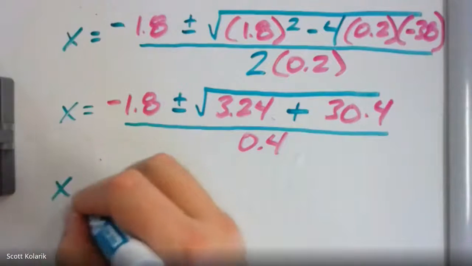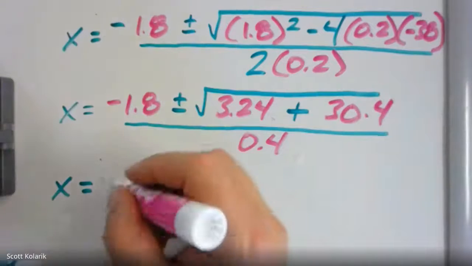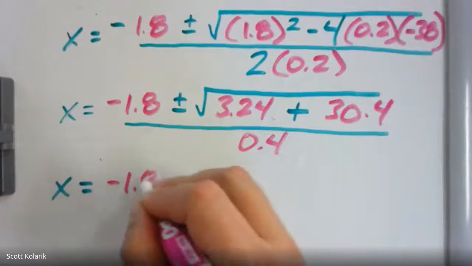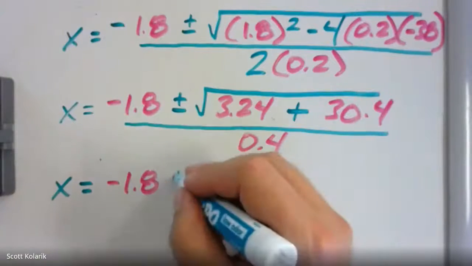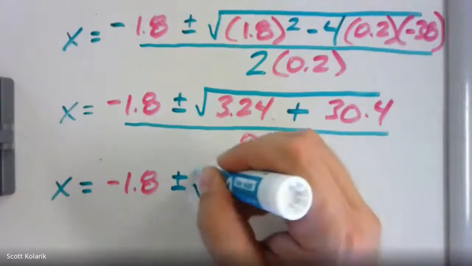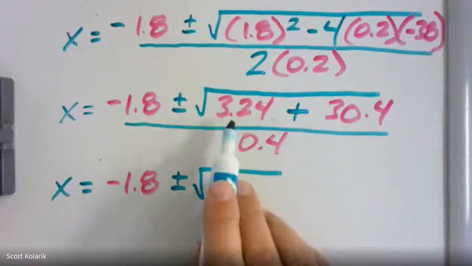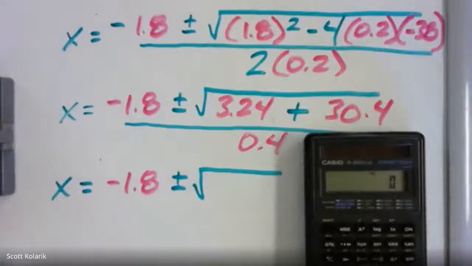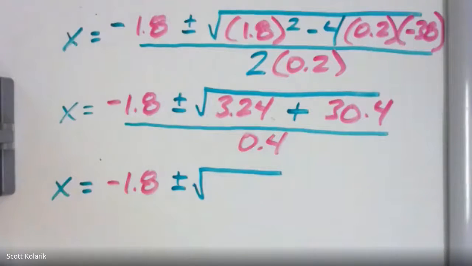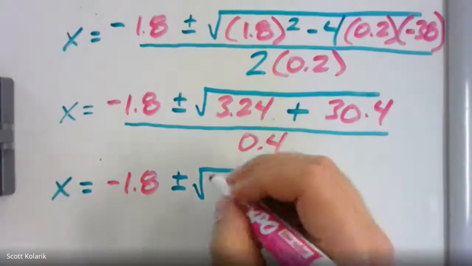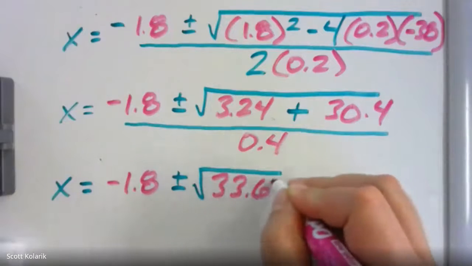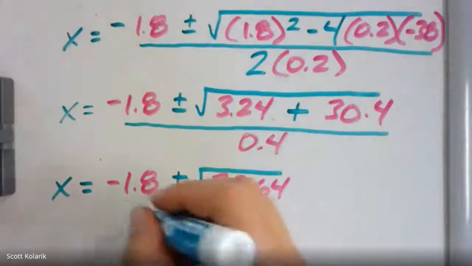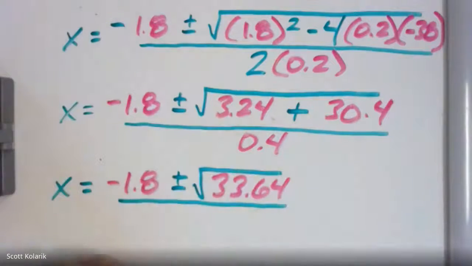All right, so now I'm going to take care of what's underneath the square root. In this case, I'm going to get x equals that negative 1.8 still, plus or minus. And then underneath my square root, I'm going to condense this a little bit more, 3.24 plus 30.4. Again, don't be a hero, use a calculator, right? 3.24 plus 30.4 gives me 33.64. So 33.64 goes underneath here. This is all still over 0.4.